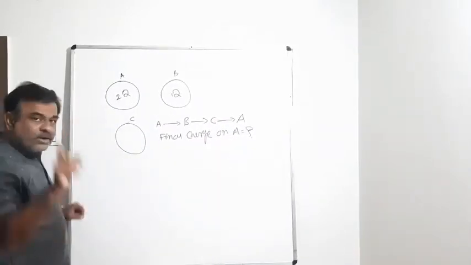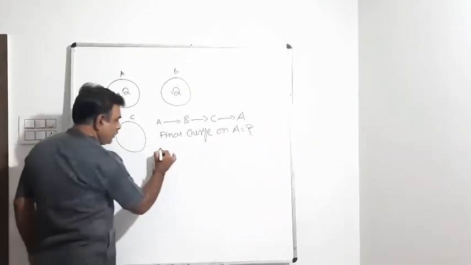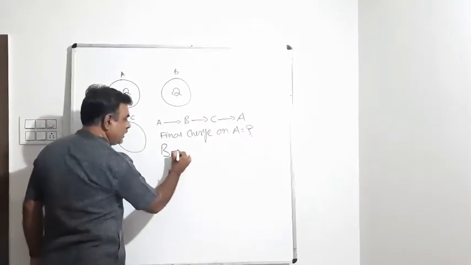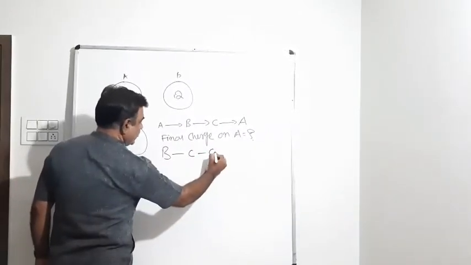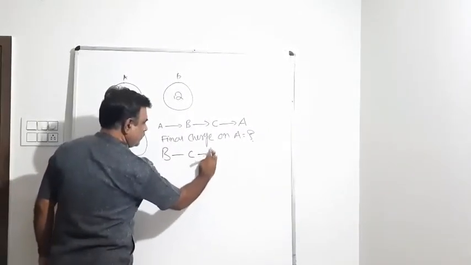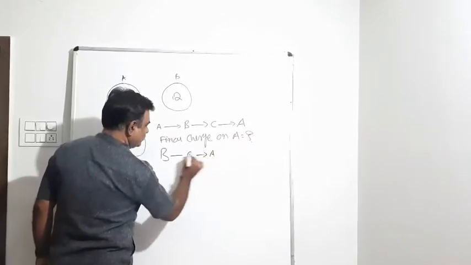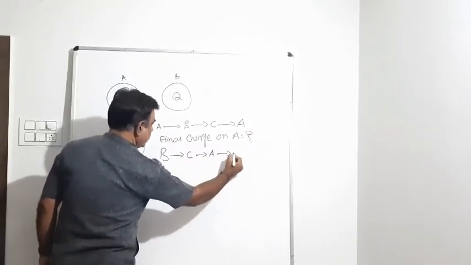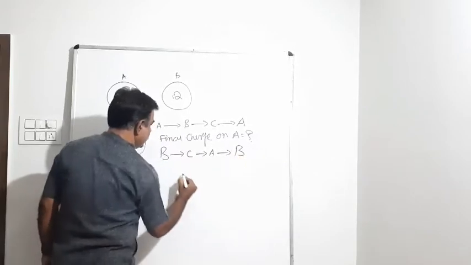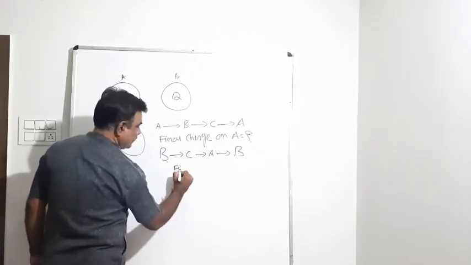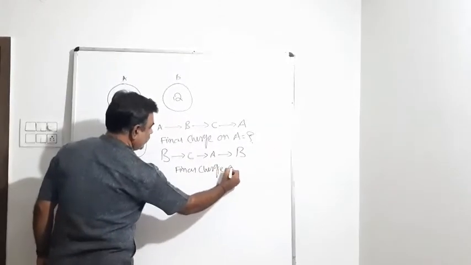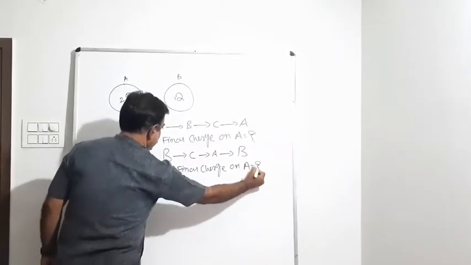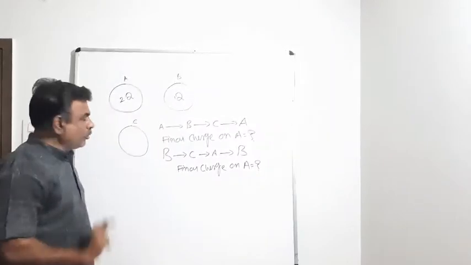Now instead of that, try this also. First you bring B with C, C with A, and A with B. Again, what is the final charge on A? In both questions, what you have to evaluate is the final charge on A.